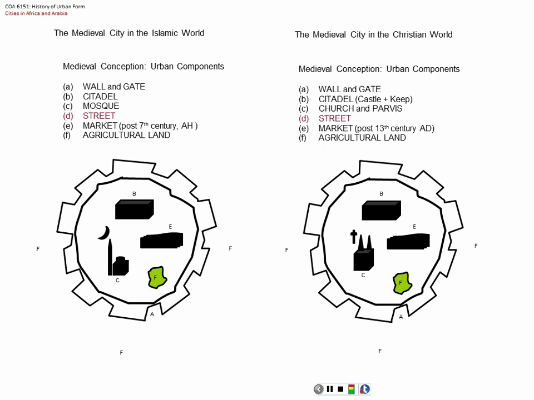The wall and gate, they both have them. The citadel, castle and keep, they both have them. The mosque or the church in parvis, they both have them. Market, yes. Agricultural land, yes. What's the difference, the primary difference? Street pattern. And that street pattern is very ancient.